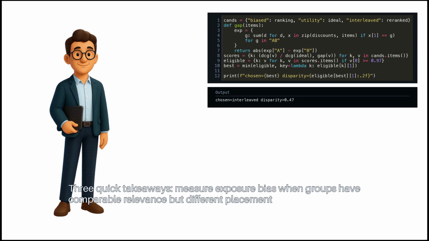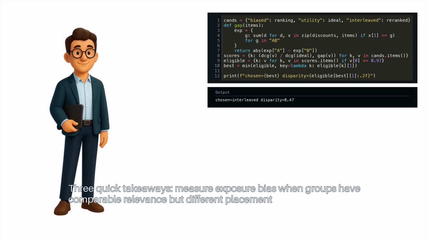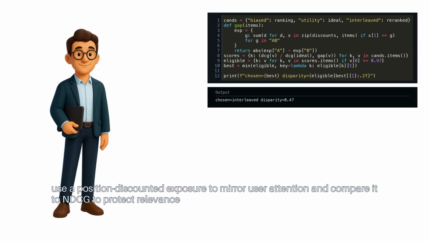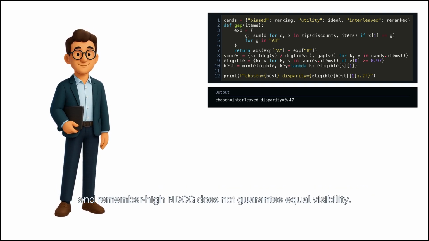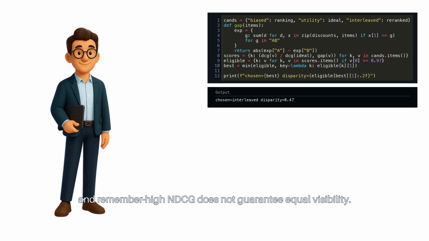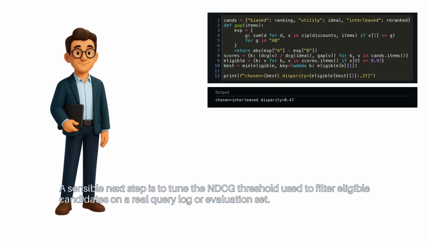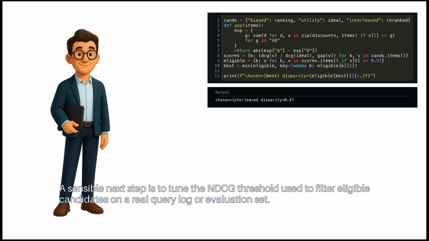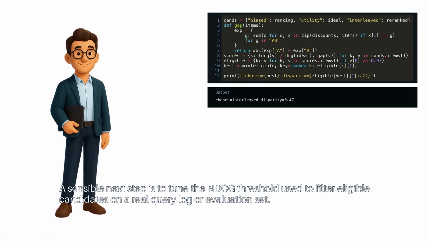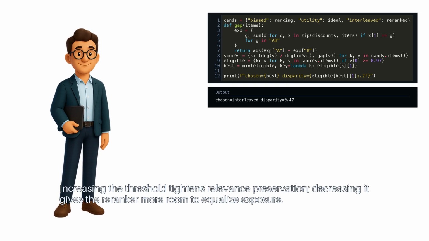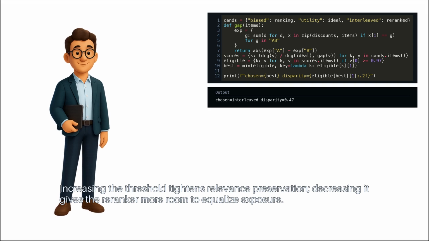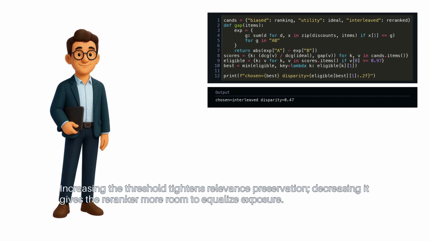3 quick takeaways. Measure exposure bias when groups have comparable relevance but different placement. Use a position-discounted exposure to mirror user attention and compare it to NDCG to protect relevance. And remember, high NDCG does not guarantee equal visibility. A sensible next step is to tune the NDCG threshold used to filter eligible candidates on a real query log or evaluation set. Increasing the threshold tightens relevance preservation. Decreasing it gives the re-ranker more room to equalize exposure.